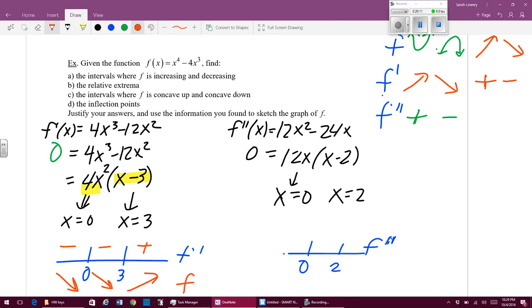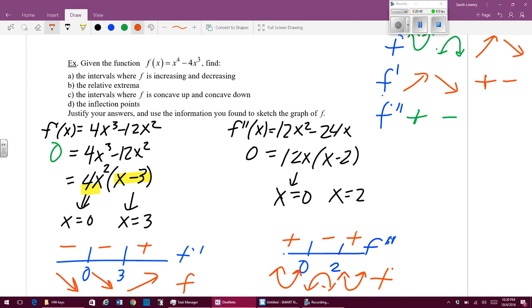So then I'm going to do the same thing with my second derivative. I'm going to plug in a point over here. So say -1. If I plug in -1, it's going to give me a negative times a negative, which is a positive. If I plug in a number in between 0 and 2, say 1, I'm going to get a positive times a negative, which is negative. And if I pick a number bigger than 2, say 3, I'm going to get a positive number. So what does that tell me about f? That means that f is going to be concave up, concave down, and then concave up again.